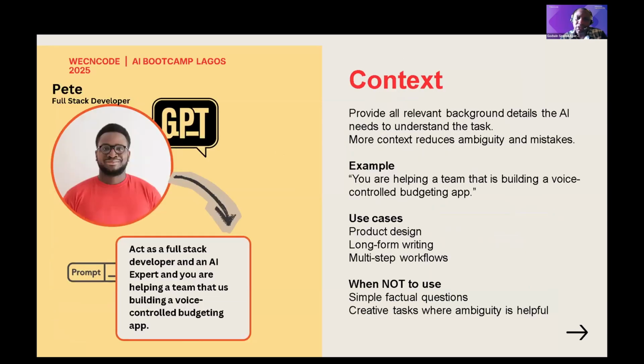The second aspect we quickly want to look at before we go to the prompting is the context. What context are you looking at? Provide all relevant background details the AI needs to understand the task. More context reduces ambiguity and mistakes.